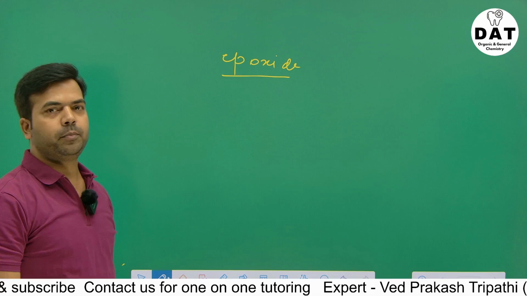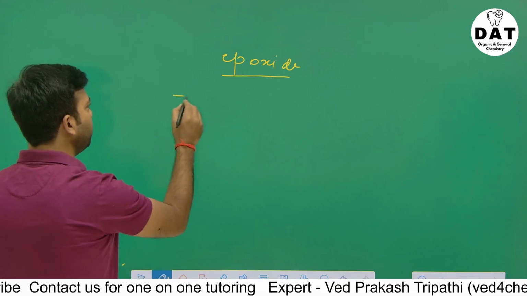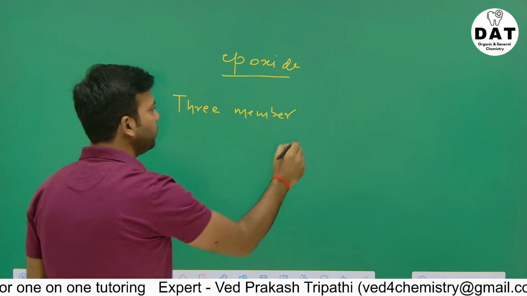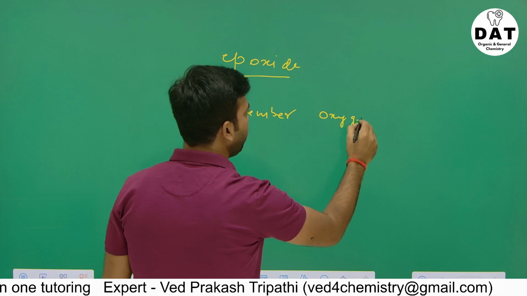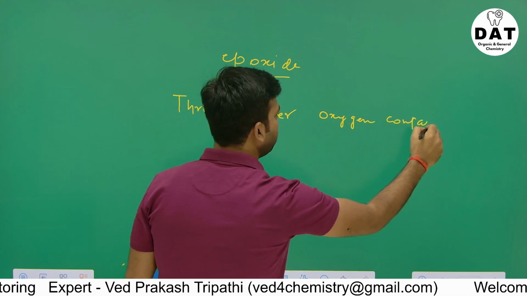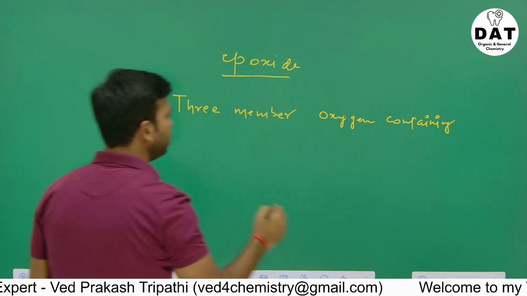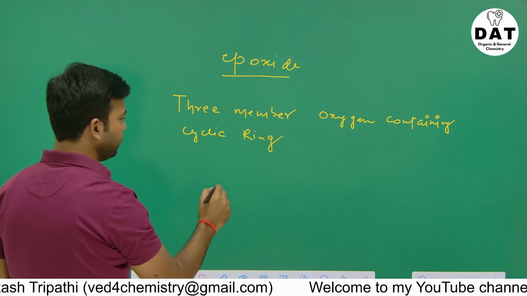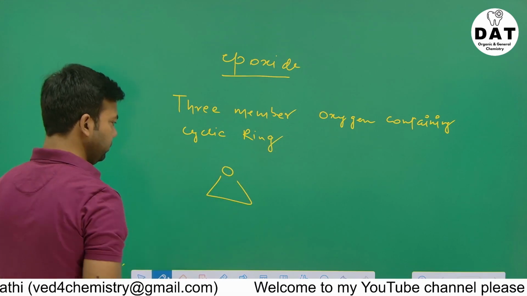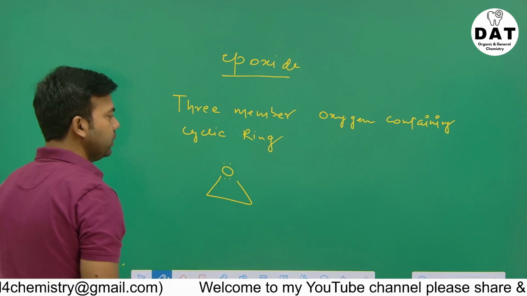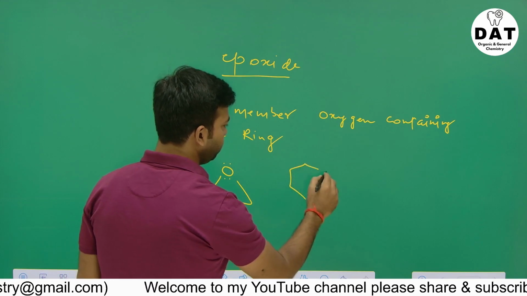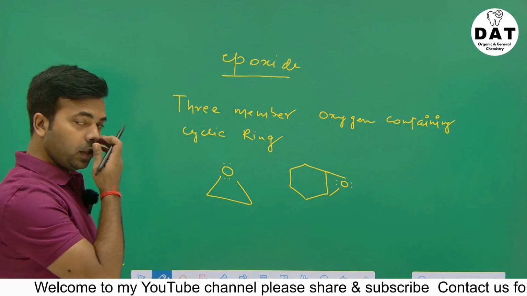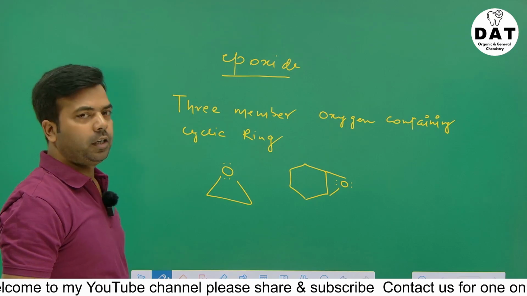So first thing is, what is epoxide? It is a three-member oxygen containing cyclic ring. Okay, like this. Oxygen has two lone pair. This is also epoxide. Okay, so oxygen containing ring.